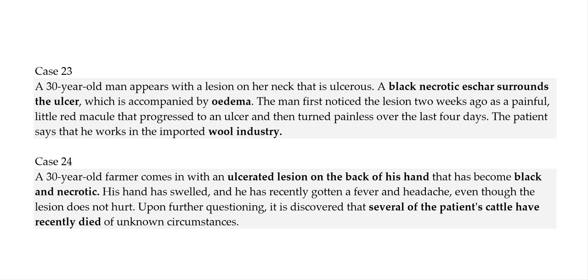Okay, so obviously, what is the clinical diagnosis? What is the most likely agent? Pathogenesis, investigation, treatment, and prevention. That is what we are going to discuss.